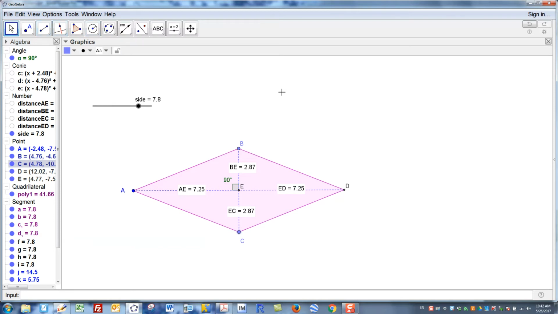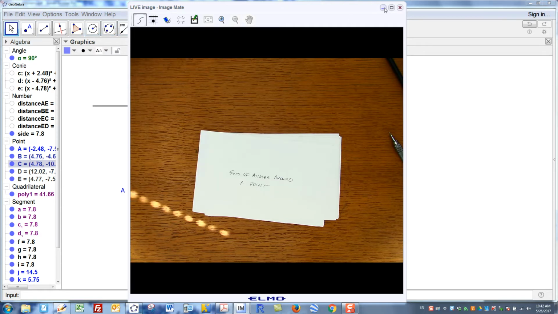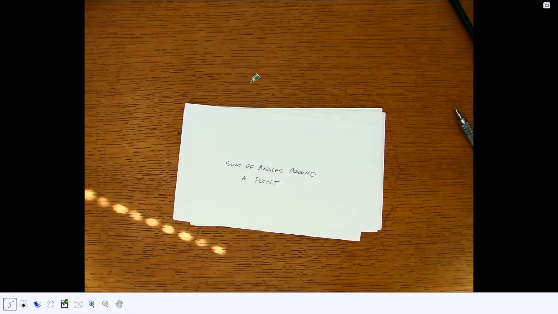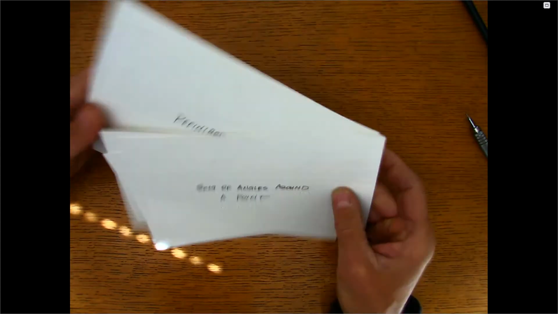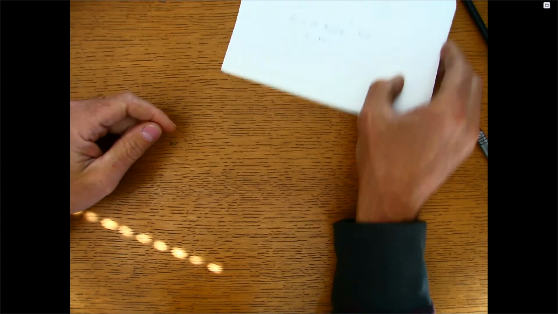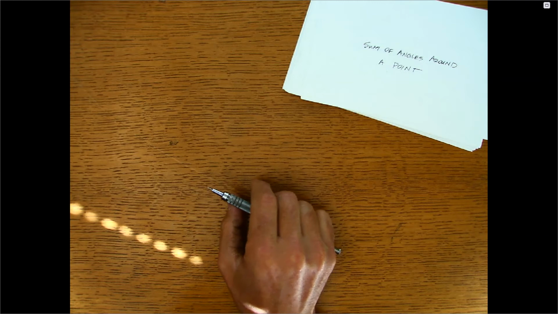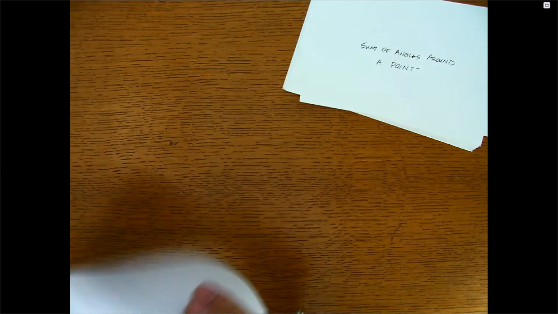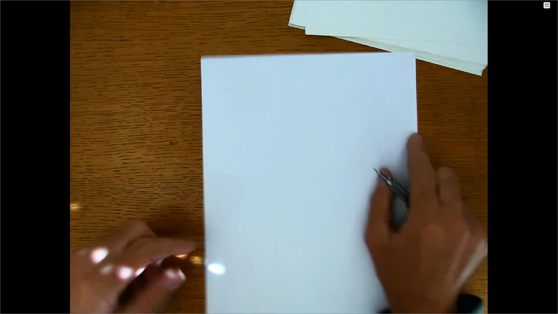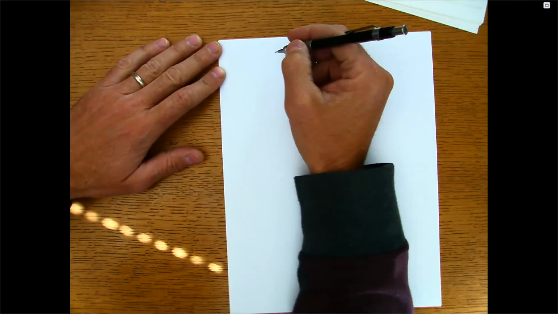I'll save this GeoGebra file and make it available on the website. Okay, let's move that off the screen. And let's get started here. So these are the proof cards that are available on the website if you want to copy them off and use them. I'll leave them off to the side. And what I guess I'm doing is thinking aloud, using the cards as a resource. Let's get started thinking about what it is we want to prove.